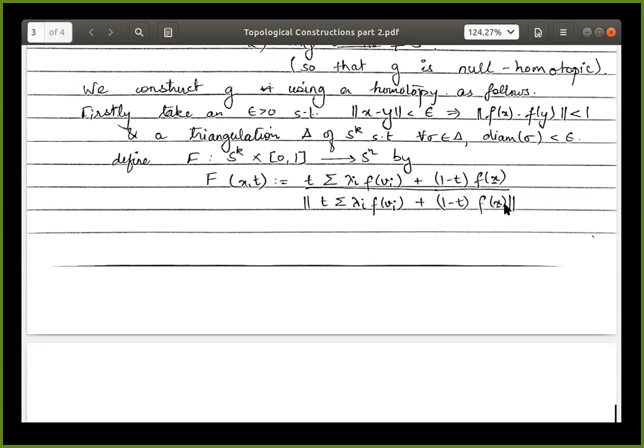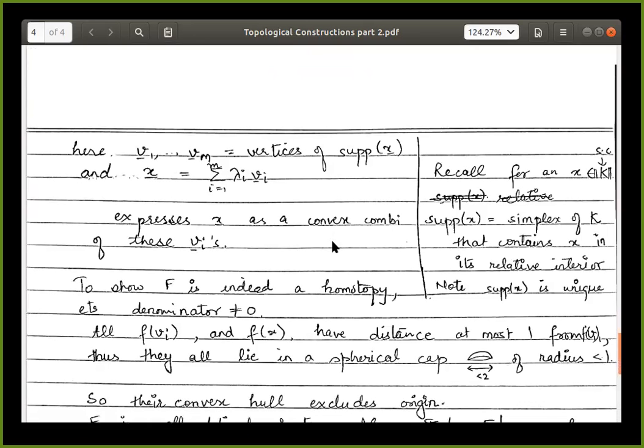How we define it is taking any point x from Sk and t from the interval 0, 1, define F of (x, t) to be the norm 1 element t times the summation of lambda i f(v_i) plus (1 minus t) times f(x), where the summation is running over, we will see now. So first of all, recall that if you take any point x which is in the geometric realization of a simplicial complex K, then there is a unique simplex in K whose relative interior contains the point x.